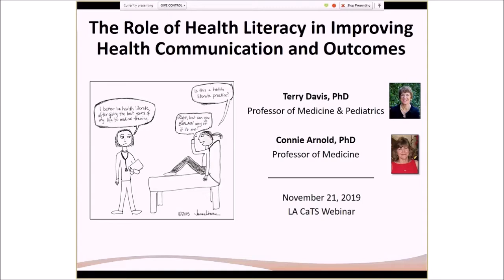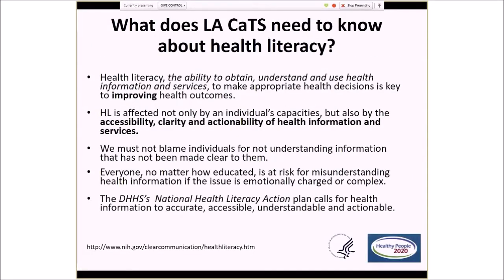So the cartoon says, the doctor says, "I better be health literate after giving the best years of my life to medical training," but the patient says, "Right, but can you explain any of it to me?" And so that's kind of the crux of this. So what does CaTS need to know about health literacy?